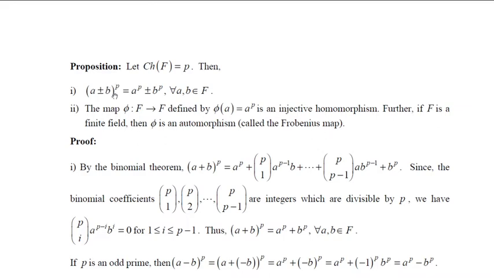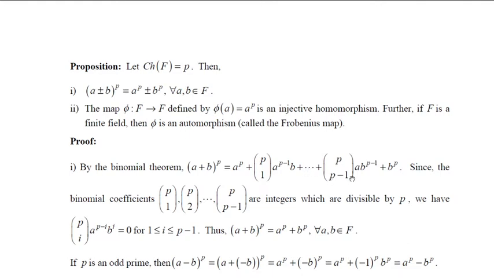Now let's do the first one. Let us consider (a + b)^p for any a and b coming from field F, and let's apply the binomial theorem. What does the binomial theorem say? It is pC0, the first term, a^p times b^0. b^0 is 1 and pC0 is 1, so simply a^p will come, plus pC1 a^(p-1) b plus pC2 a^(p-2) b squared, etc.